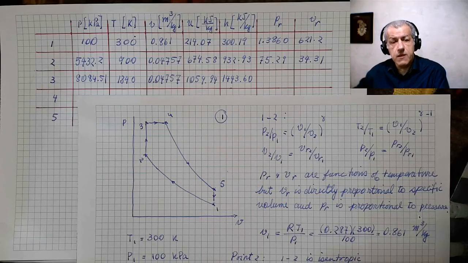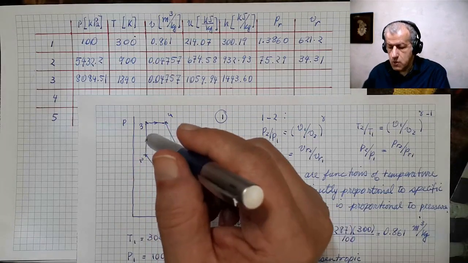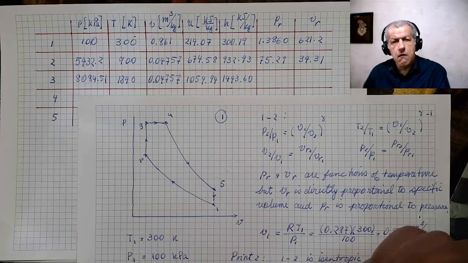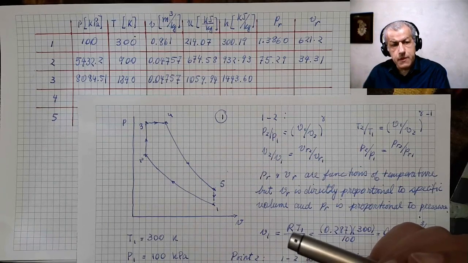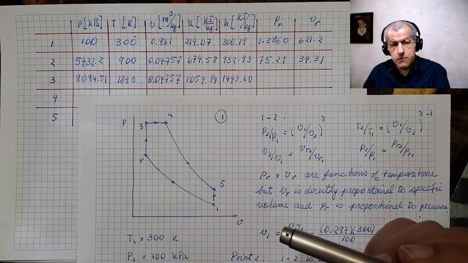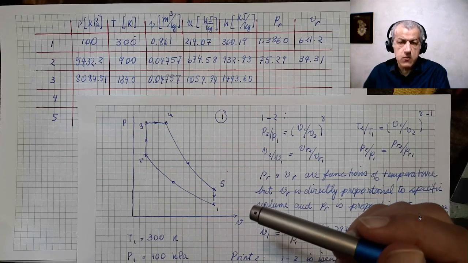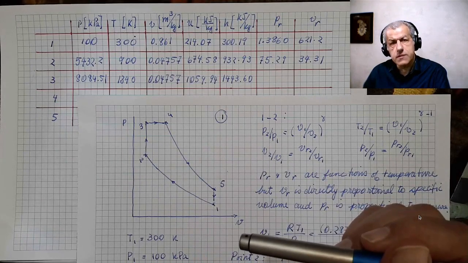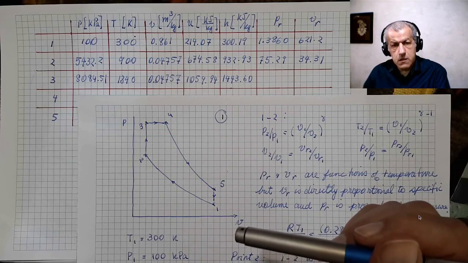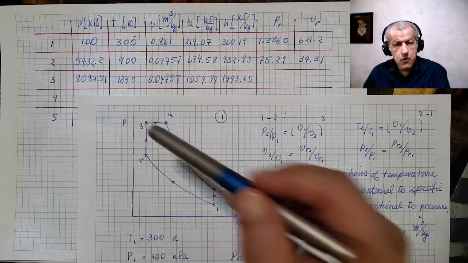Greetings. In the previous video, I managed to calculate points 1, 2, 3 of my dual cycle and also calculated information on heat transfer and work for processes 1-2 and also for process 2-3. Now, what we shall do here is move to process 3-4.